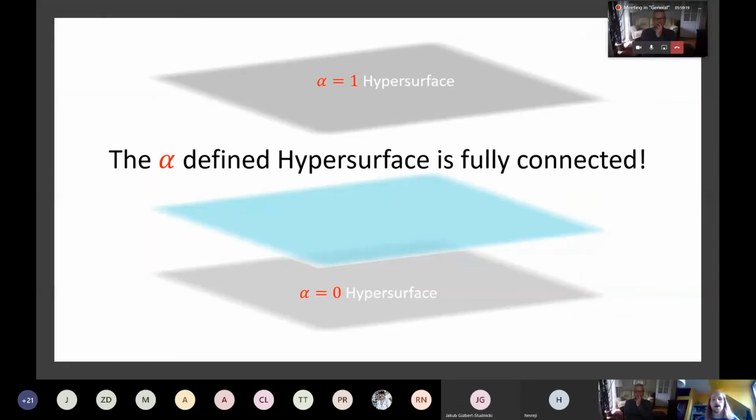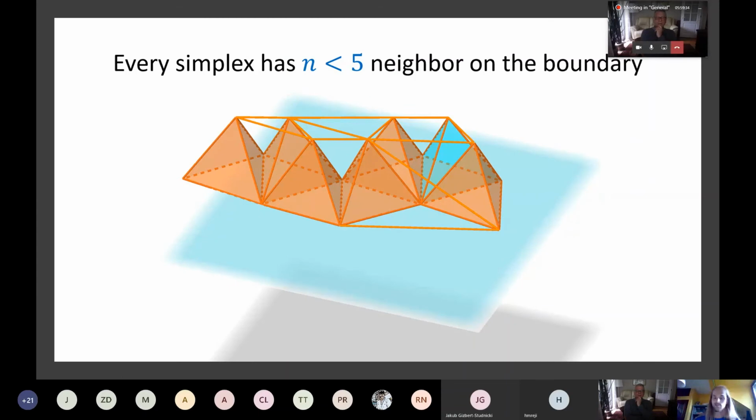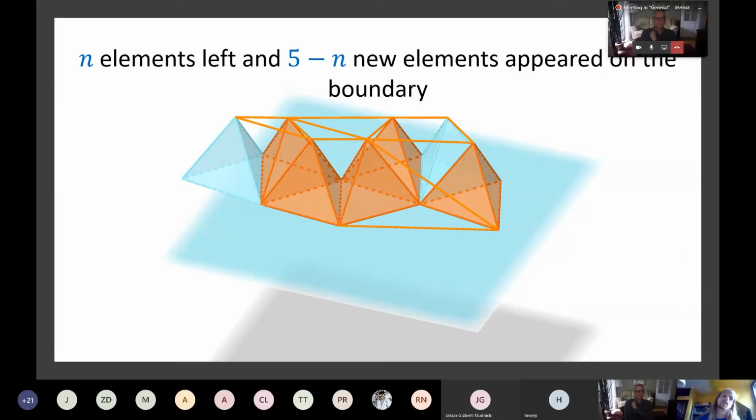Imagine this hypersurface in alpha. It is fully connected, as I mentioned, and we can imagine this evolution as some shift of these simplices. If there is a simplex which has 5 neighbors, and out of these 5 neighbors, n neighbors are on the boundary, if we move the simplex to the other side of the boundary, then out of these neighbors, 5 minus n will go to the boundary, and these n will leave the boundary.